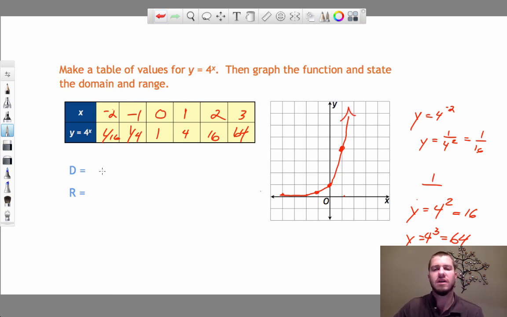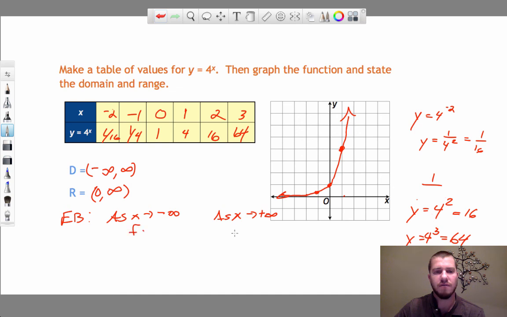So there is my graph. I have the domain of all real numbers from -infinity to positive infinity, and my range is from 0 to infinity. My end behavior is, as x approaches -infinity, f of x is approaching 0, and as x approaches positive infinity, f of x is approaching positive infinity.